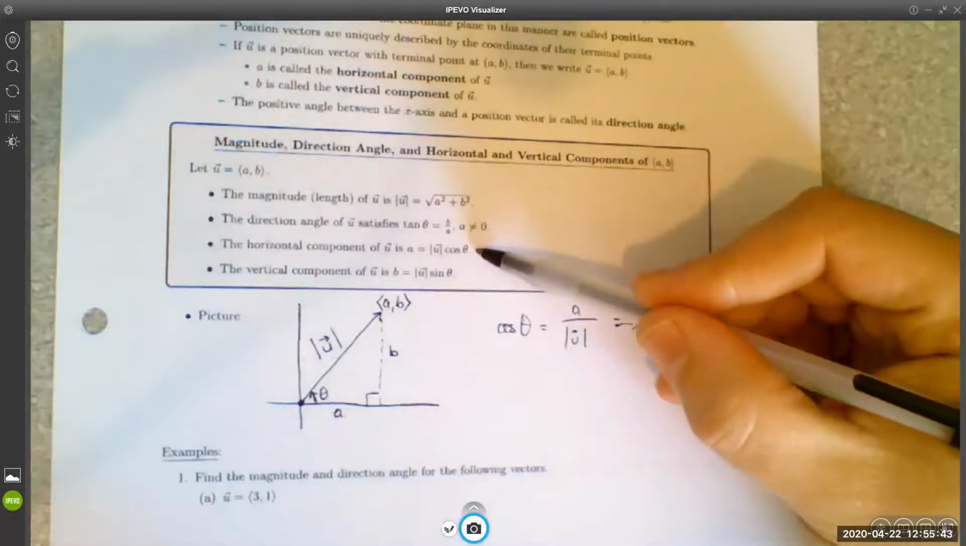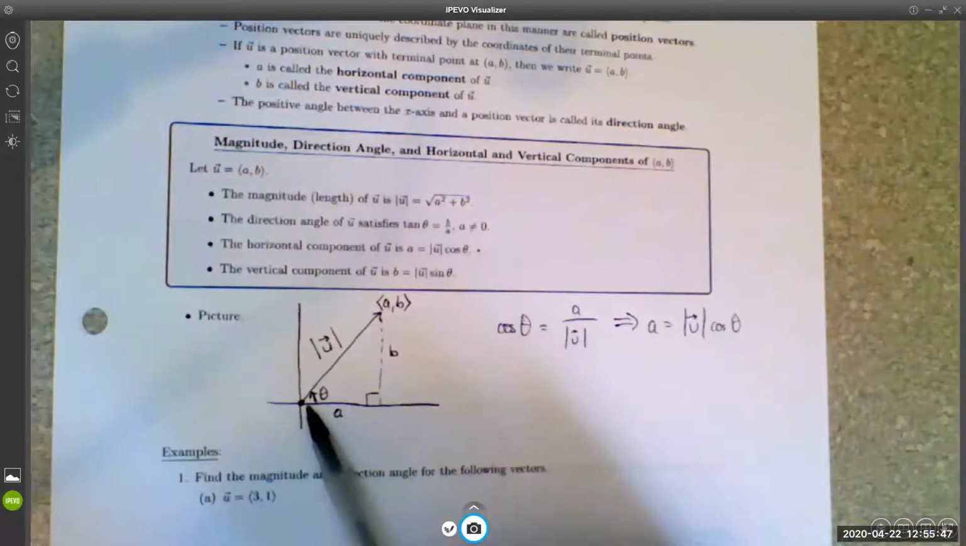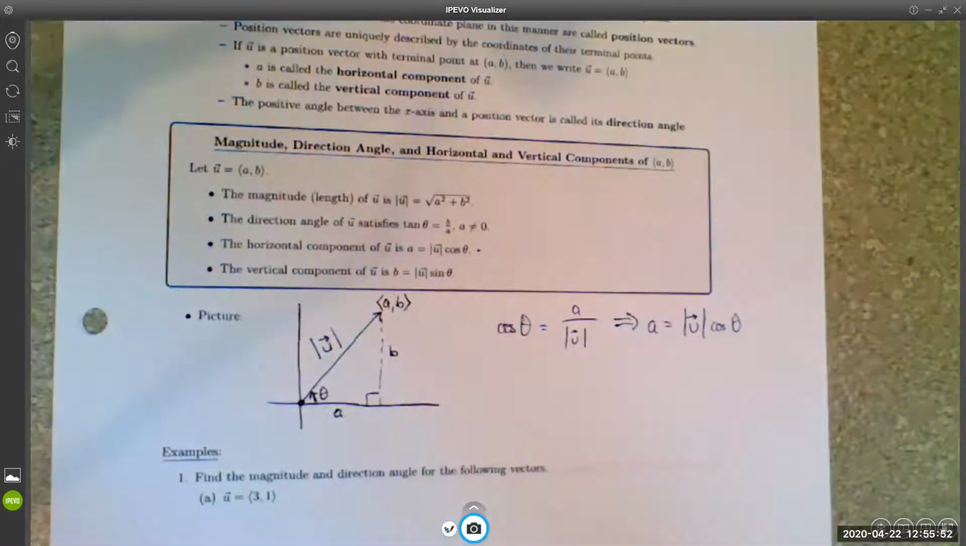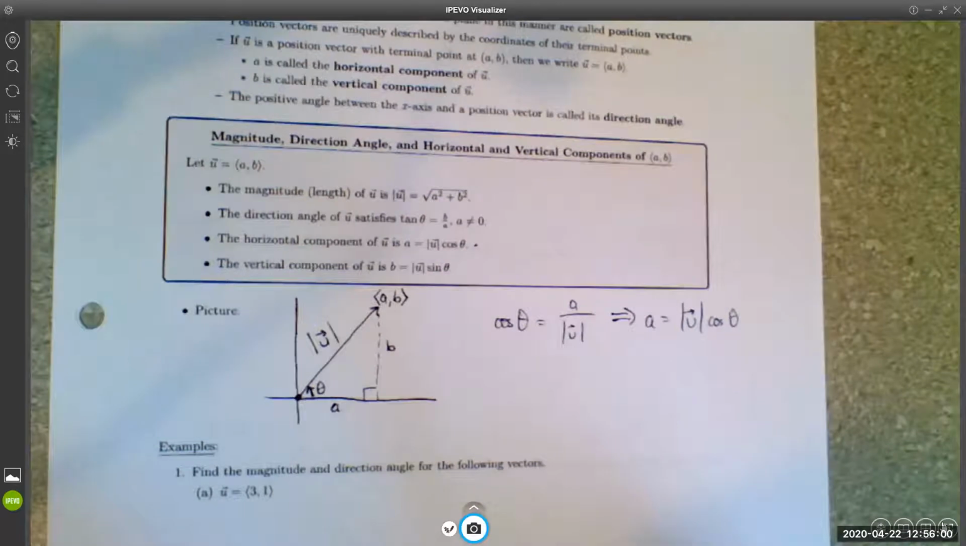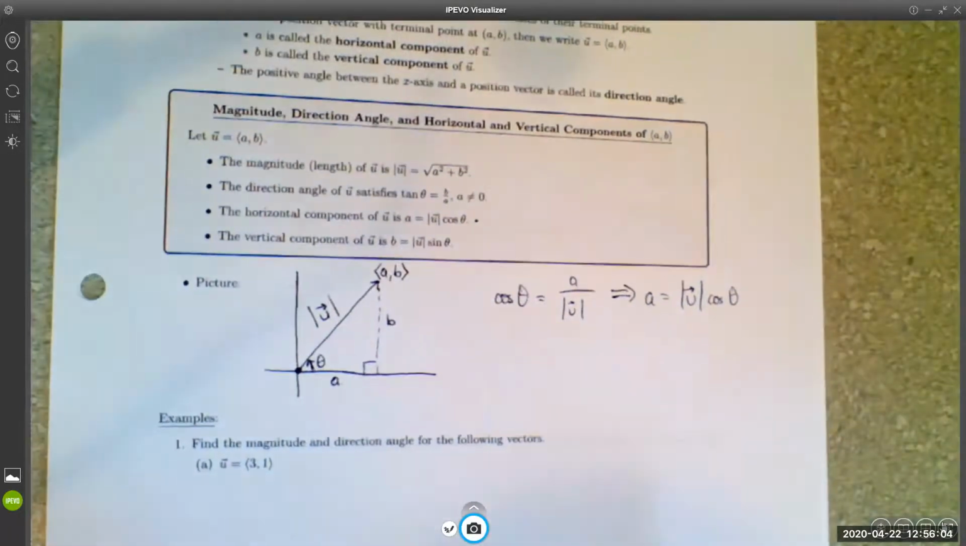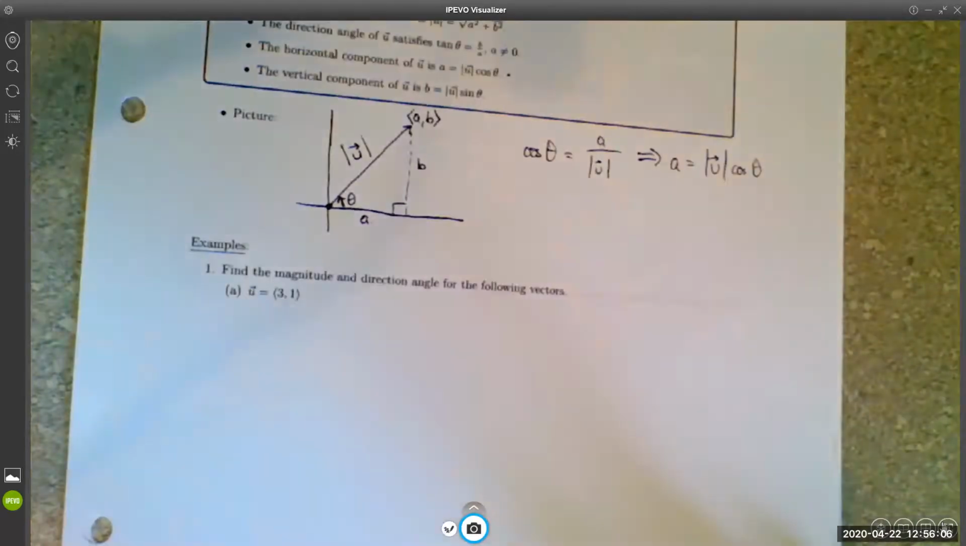And then a similar argument could be made for the vertical component, right? We could say, well, sine theta is b over magnitude of u. You solve for b and you get, b equals magnitude of u times sine theta. So those are all those facts. And pretty much looking at a picture, you kind of get all of them for free, more or less. But let's work out a couple examples.